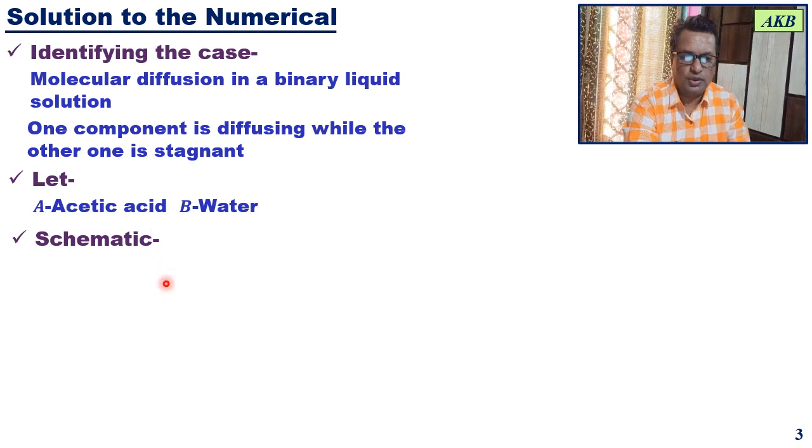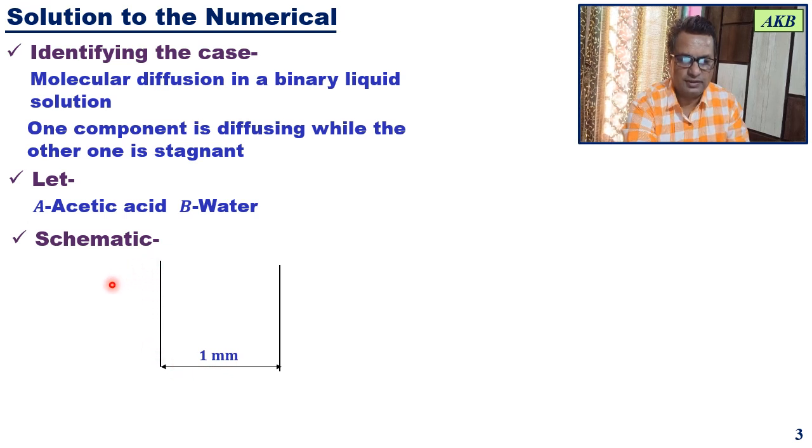Now, whatever is described in the numerical, I have schematically represented over here. You have two planes. The distance between these two planes is 1 mm. This is the water film. The thickness of the film is 1 millimeter. You have one end.